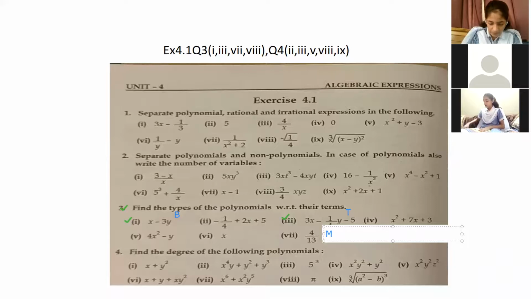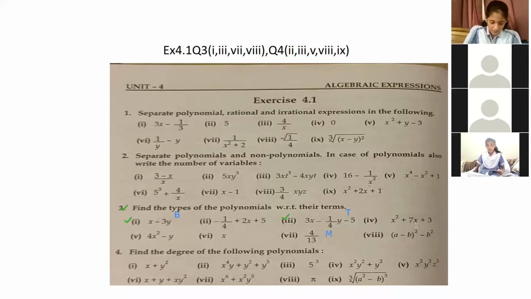Ramla, unmute yourself, beta, quickly. Number 8. Number 8 is binomial. Okay, why is it binomial? Can anyone give me the reason?